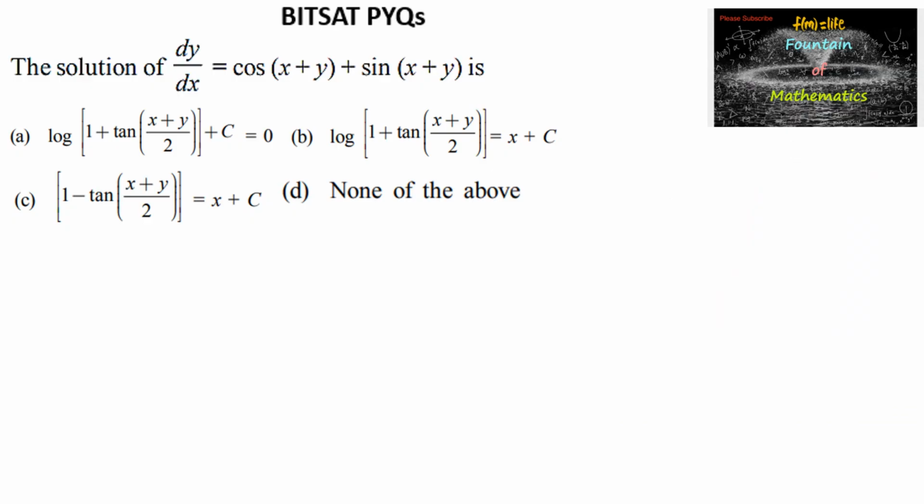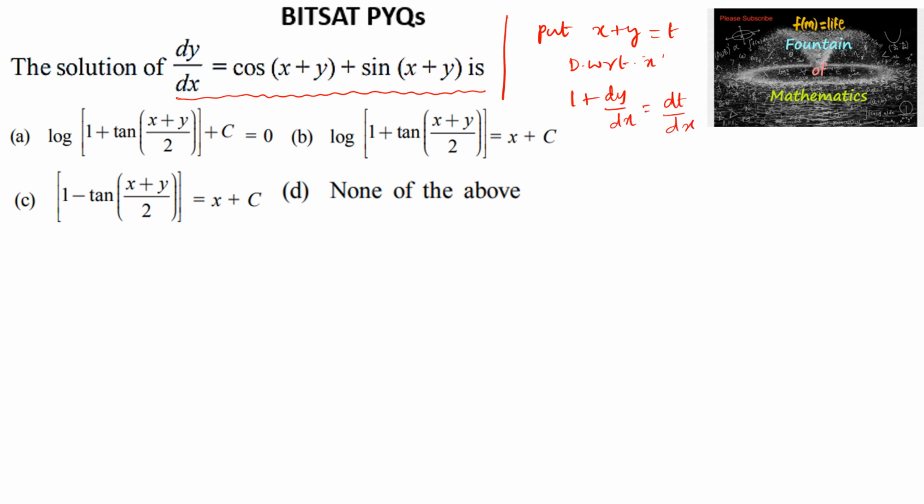We need to find the solution of the differential equation dy/dx = cos(x + y) + sin(x + y). Here both the trigonometric ratios, cos and sin, are in terms of x plus y. So let us substitute: put x + y = t. Differentiating with respect to x, we get 1 + dy/dx = dt/dx, or dy/dx = dt/dx minus 1.